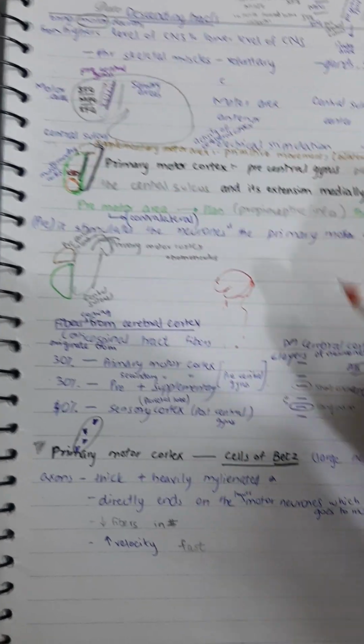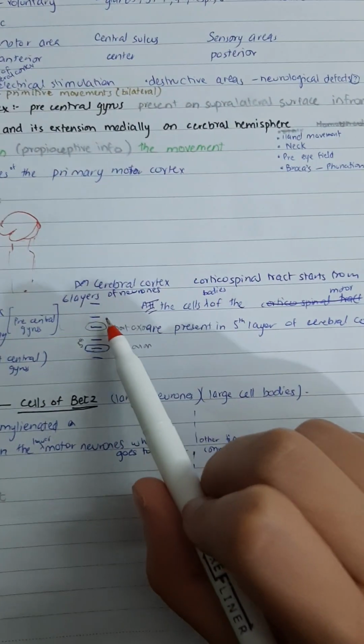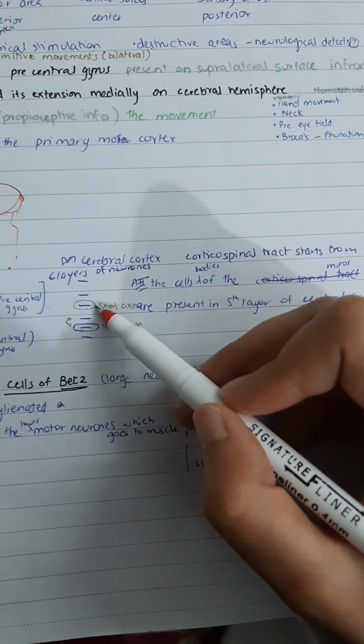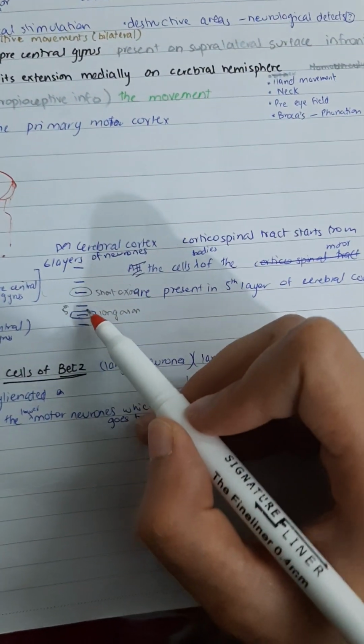All right. So when we talk about the fibers from the cerebral cortex, it has 6 layers of neurons. These fibers are coming from your fifth layer.